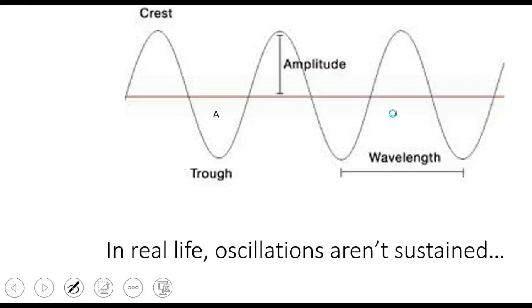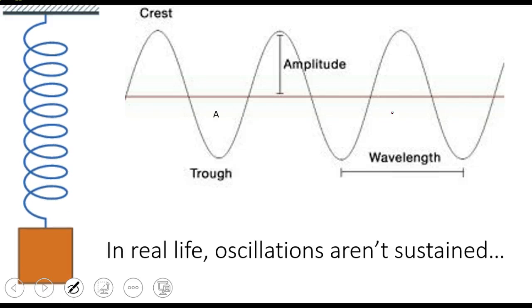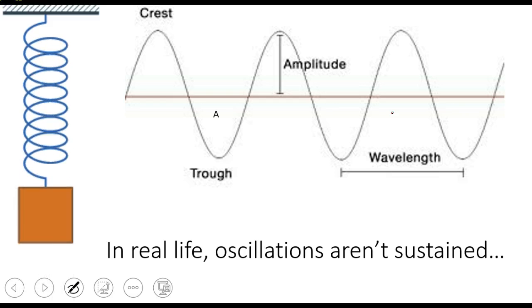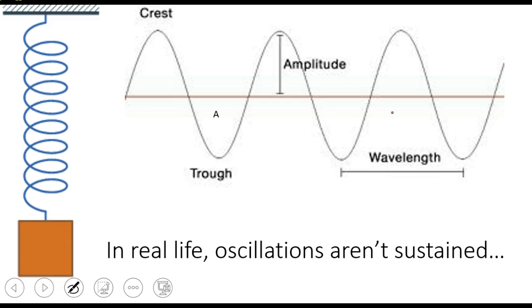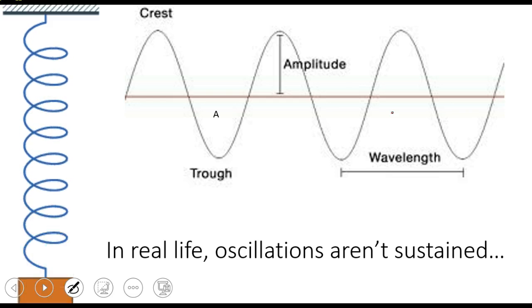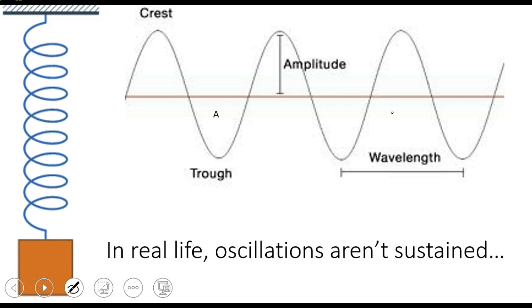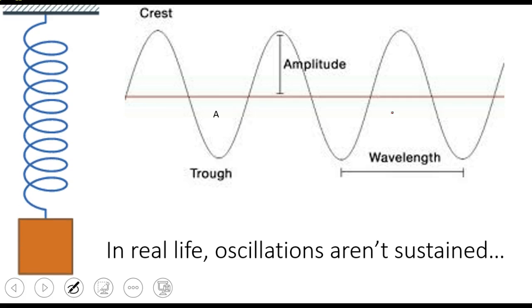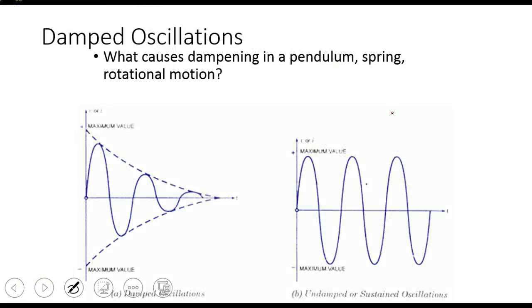This is all well and good, this whole simple harmonic motion thing, but in real life, oscillations aren't sustained, right? If I pull a spring, what actually happens? Well, I pull it, and it bounces a couple times, and then it comes to rest, right? I pull that spring, it's got a lot of initial energy, and then it kind of pitters out. If you throw a ball on the floor, the same thing happens. If you push somebody on a swing only once, the same thing happens.